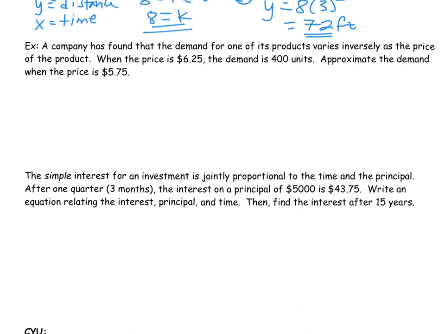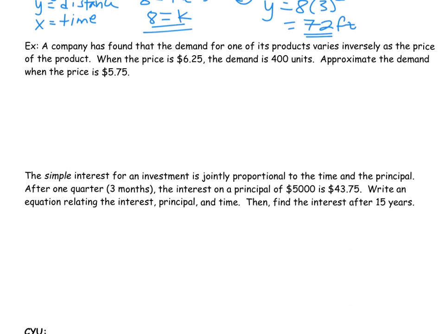Here's the next one. A company has found that the demand for one of its products varies inversely as the price of the product. When the price is $6.25, the demand is 400 units. Approximate the demand when the price drops to $5.75.